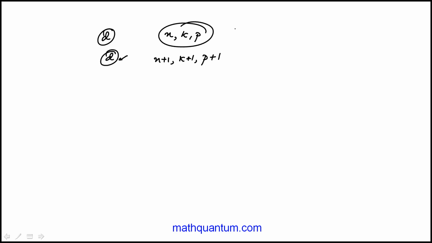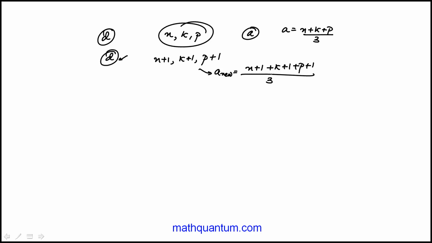And the reason for that is, let's say the average was A here, which would be N plus K plus P over 3. You'll see in that new set where we've added 1 to each one of those, the new average, let me just call that A sub new, would still be, you add them up, divided by 3, and you'll see N plus K plus P. I'll add the numbers. And the key result is that the new average would be the old average plus 1. So the average here is A plus 1.